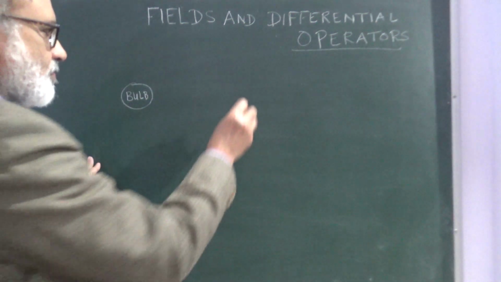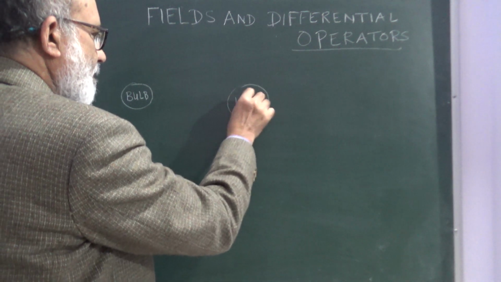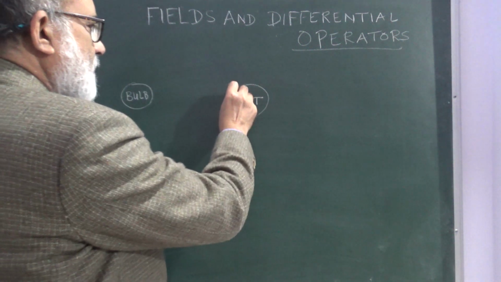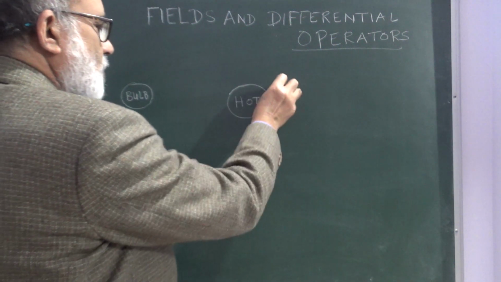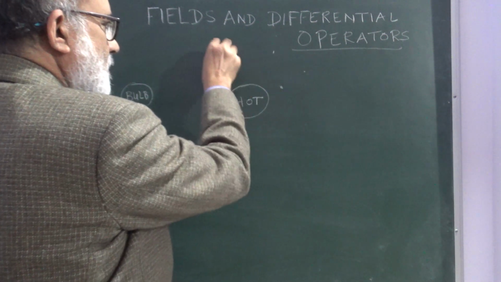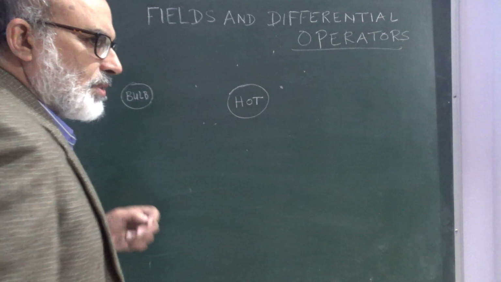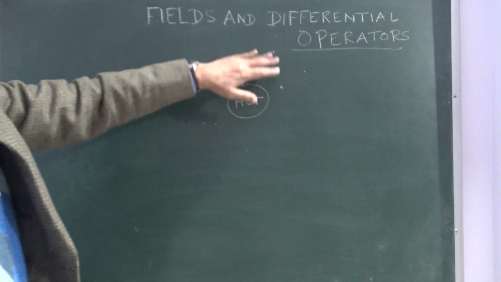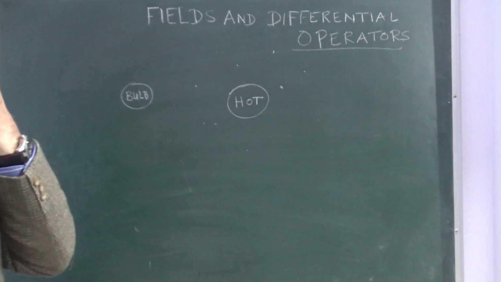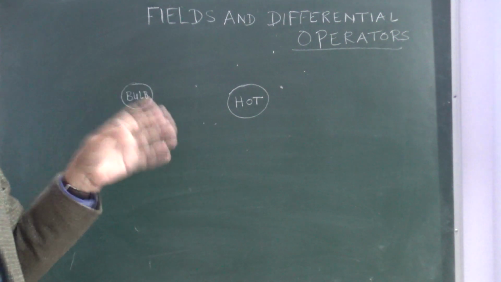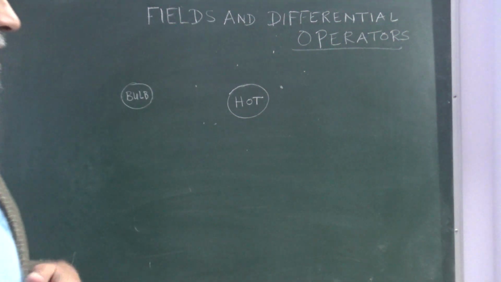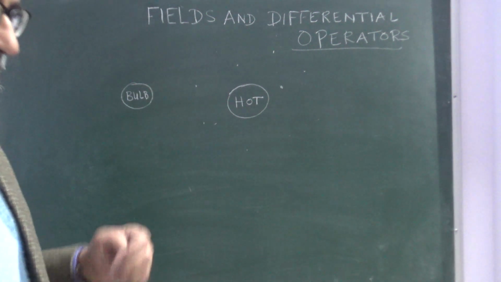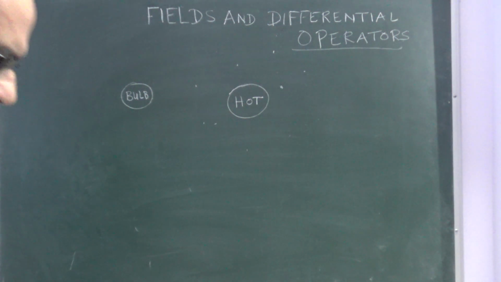Similarly, suppose there is a hot body, you will experience temperature at every point in the space. Everywhere you will get certain temperature. So you can say that this hot body has created a field of temperature around it, because the field is a function of position. For any field of any physical quantity, at every point in the space it has certain value. Then we can say that it creates a field.